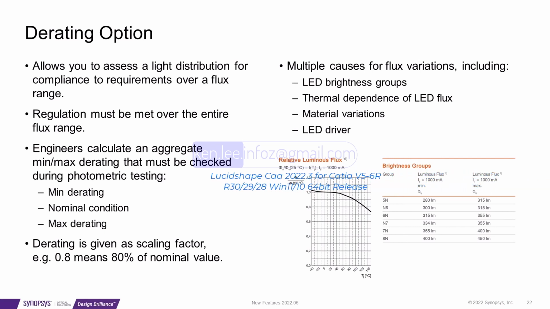There are multiple causes for flux variations, including LED brightness groups, thermal dependence of LED flux, material variations, and LED drivers. In the graph to the right, we can see the change in luminous flux over temperature. In the table, we see multiple brightness groups with varying flux.